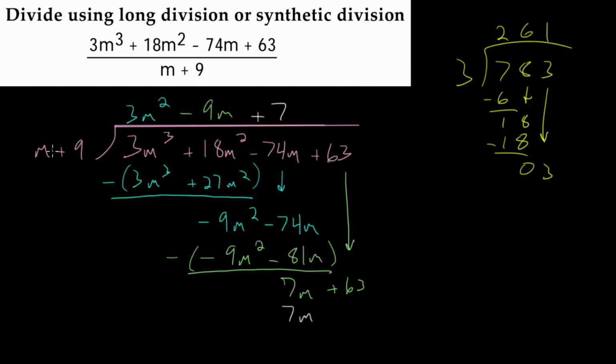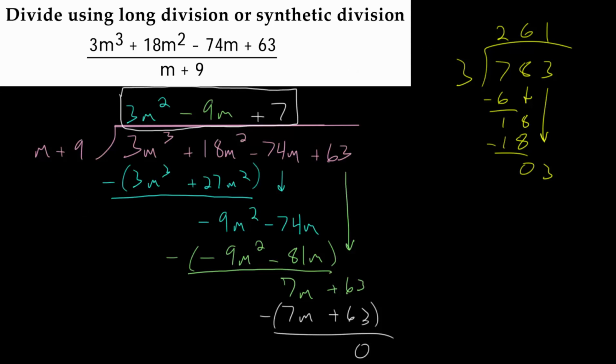We get 7m, and 9 times 7 is 63. We subtract to find that remainder, and in this case, we have no remainder. If we did get a remainder, let's say it was something like m plus 1, then that would go over the divisor here, m plus 1 over m plus 9. We would have a fraction at the end. But in this case, our remainder was 0, so we don't have to worry about that. And this right here should be our final answer after carrying out this division.